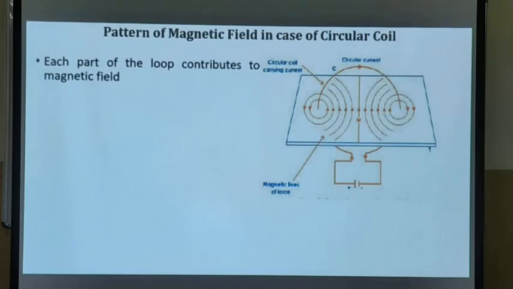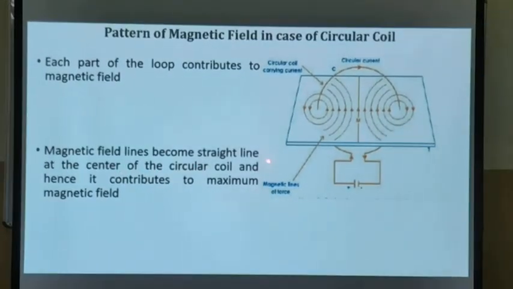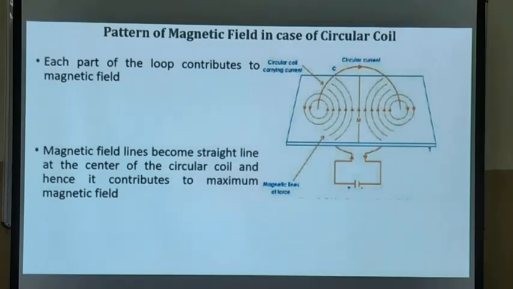Hence, we can mention the conclusion as each part of the loop contributes to magnetic field. That is obviously true here. Then magnetic field lines become straight line at the center of the circular coil. So this we have already highlighted, and hence it contributes to maximum magnetic field.